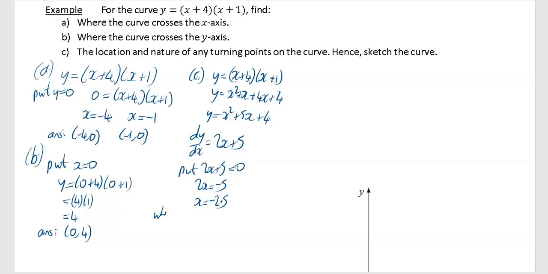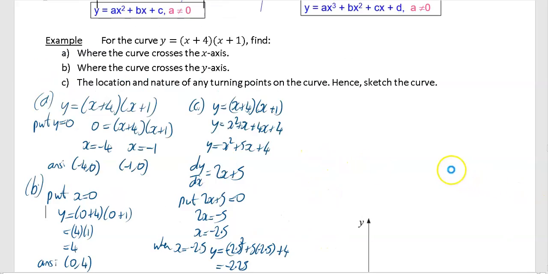So when x = -2.5, my y value is equal to, and I'm using this one up here to find my y value. You could put it back into the original one, I just think it's easier to put it into this one when you've got a calculator and you're allowed to use it. So (-2.5)² + 5 × (-2.5) + 4. And when I did that, what I got was -2.25.